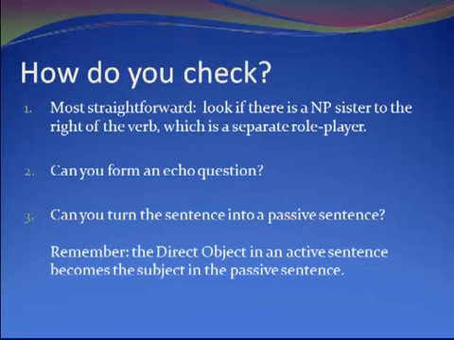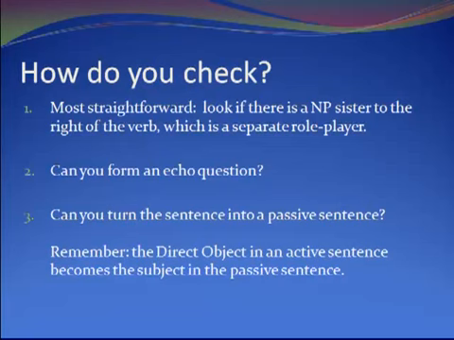Okay, so that's how you check for whether there is a direct object. In other words, whether a verb is transitive. So you look if there is a noun phrase sister to the right of the verb, and whether that noun phrase sister is a separate role player. So it's a different individual from the subject. And why that's important we'll see in a moment.